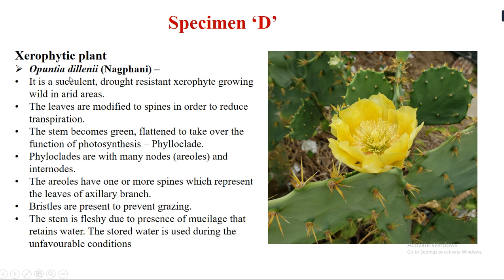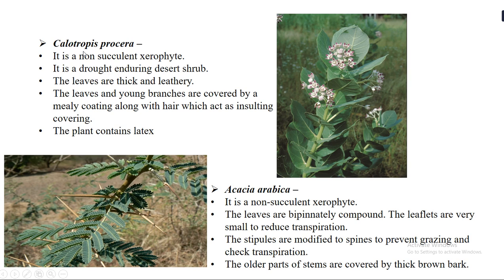So this is the first xerophytic plant. The next one is Calotropis procera. So Calotropis procera, this is a non-succulent plant. This you must have commonly seen growing as a weed here and there. And this is a non-succulent xerophytic plant, and it is called a drought enduring desert shrub.